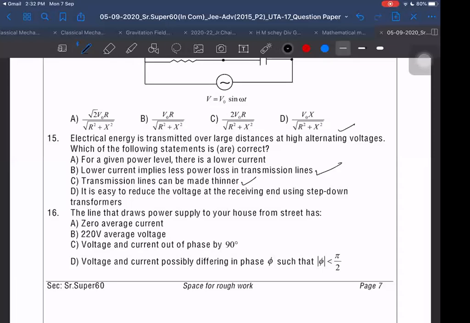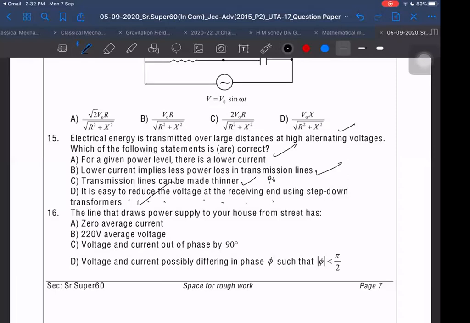By making them thinner, we can increase the resistance per unit length. But if we increase the resistance per unit length, even then the overall resistance will not be that high and power loss will be less only. Yes, we can make the transmission lines thinner, I think, right? For a given power level, there is a lower current. It is easy to reduce the voltage at the receiving end using step down transformers. Seems all are correct only.